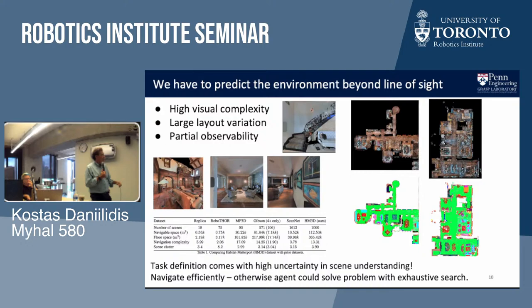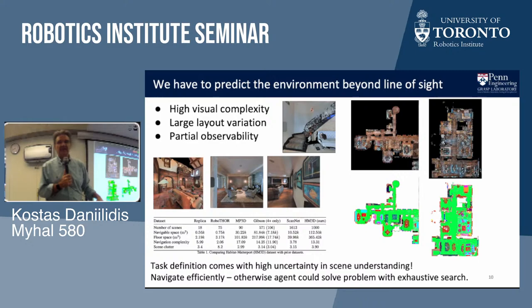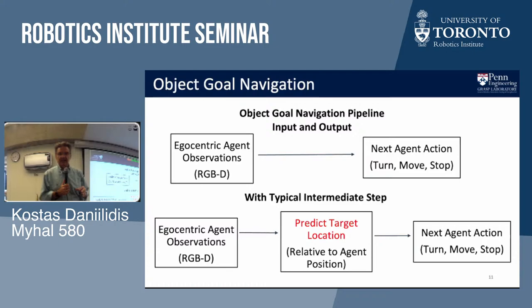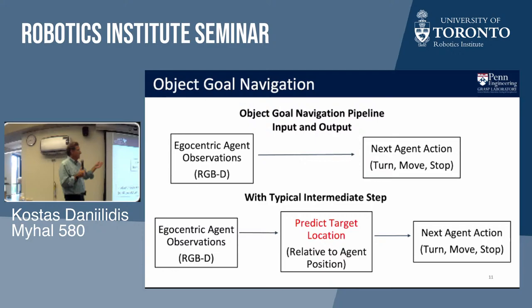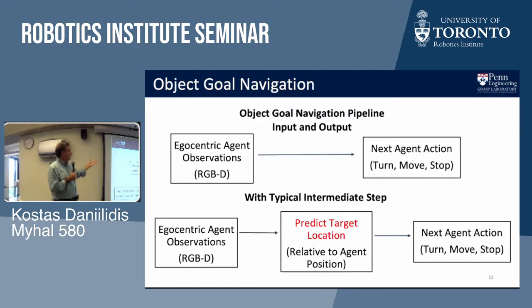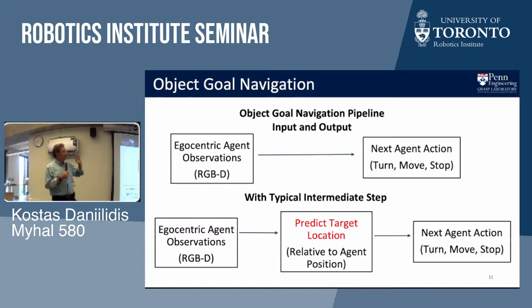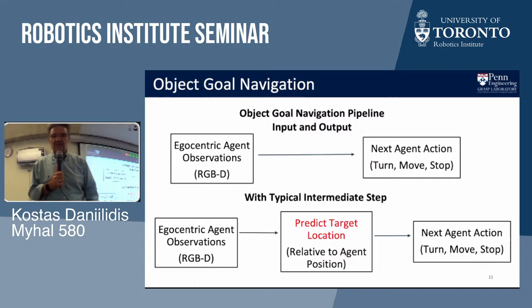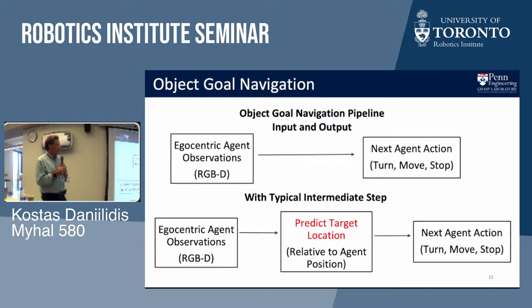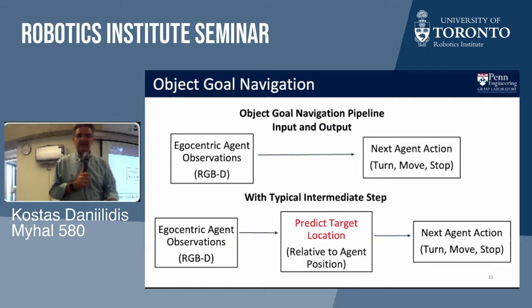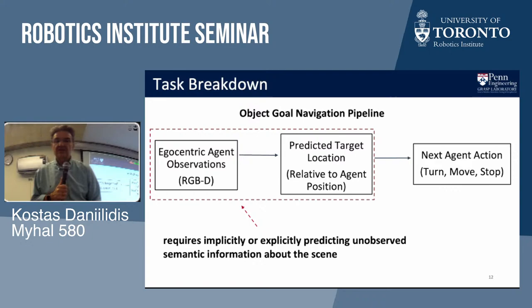So in order to solve this task, we really have to predict what is coming beyond our line of sight. And the way we split our system is that in the classical reinforcement learning setup, what you would do just to predict the next action is you would be given an observation, you would predict an action like turn, move forward, or stop, and then you would have some value function whether you are close to the goal. So we solve this problem by first predicting a target location where it can be with respect to me, and splitting this into a prediction, and then estimating an action.